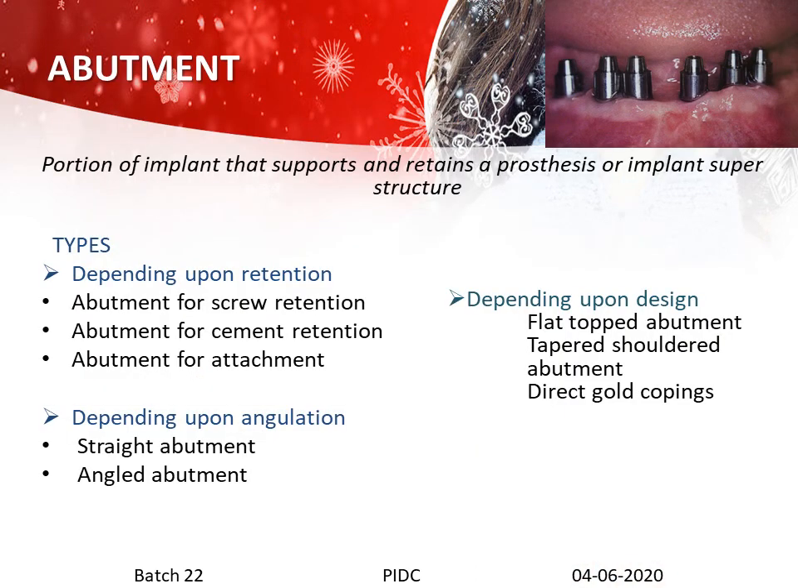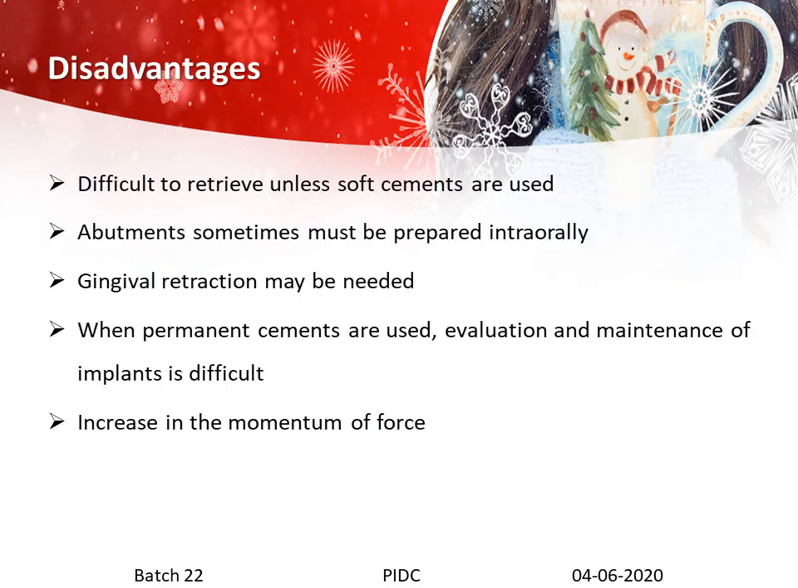So to tell more about abutments, an abutment is a portion of the implant that supports and retains the prosthesis or implant superstructure. So you can see different types of abutments which are present here. Above this your prosthesis will be inserted. This abutment could be of various types. It could be an abutment for screw retention, for cement retention, or an abutment for attachment. Depending on the angulation, it could be a straight or an angled abutment. Depending upon the design, it could be a flat topped abutment, tapered shoulder abutment, or direct gold coping. Cement retained abutments are being used.